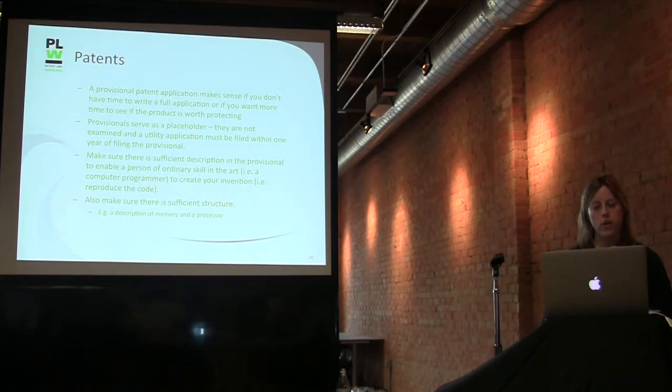So talking about the difference between provisionals and utilities, a provisional patent application makes sense if you don't have time to write a full patent application, a full utility, or if you want more time to see if the product is worth protecting. So provisional applications aren't actually examined by the patent office. They serve more as a placeholder, and within 1 year of filing your provisional patent application, you need to get your utility application on file.